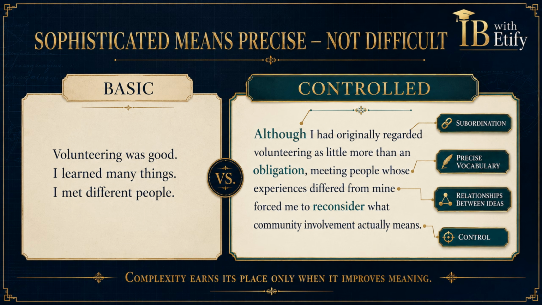Compare these sentences. "Volunteering was good. I learned many things. I met different people. It changed my opinion." The meaning is understandable, but the language is basic and repetitive. Now compare. "Although I had originally regarded volunteering as little more than an obligation to complete, meeting people whose experiences were completely different from mine forced me to reconsider what meaningful community involvement actually looks like." The second sentence uses subordination, precise vocabulary, and a more sophisticated conceptual relationship.